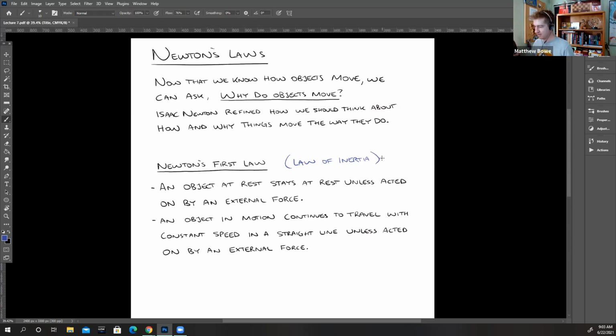If that's too big of a leap, think of an air hockey table. If you leave the puck still on an air hockey table, it's probably going to stay still. But if you give it a tiny little tap, the puck will start to slide at a constant speed. That's a real life kind of example.